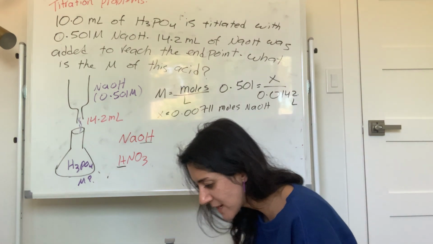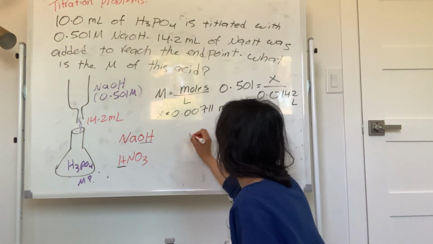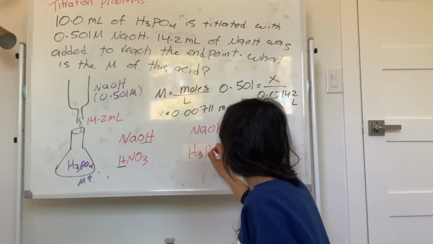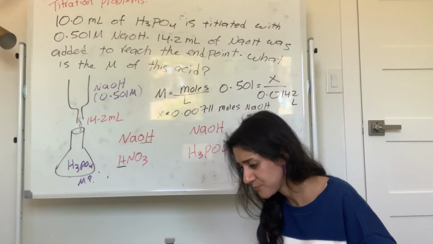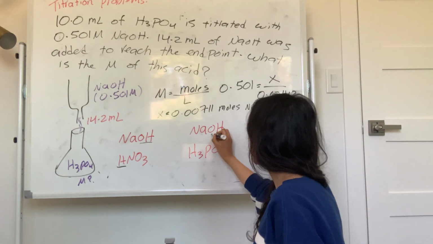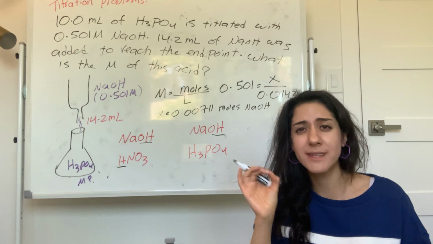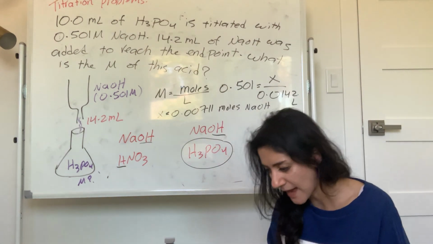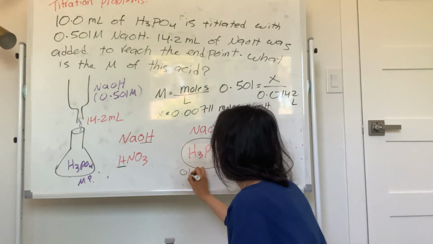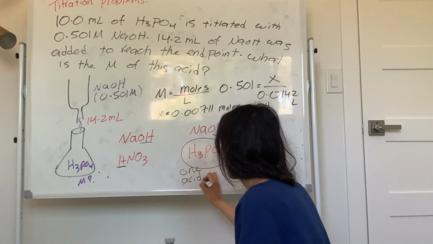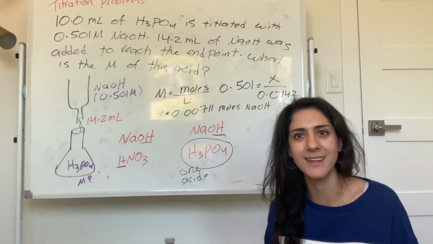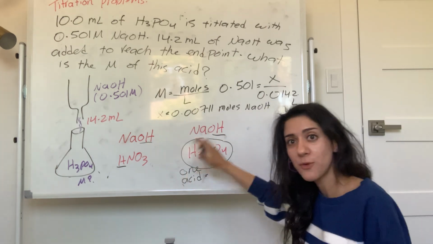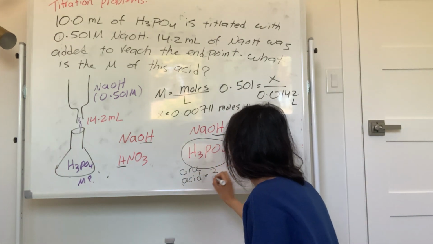Now, what has changed here? This is what has changed here. We still have NaOH as our base, but our acid is phosphoric acid. So each NaOH has one OH. Stay with me. To neutralize one phosphoric acid, how many NaOH are you going to need? You're going to need 3 NaOH because one phosphoric acid has 3 H+.